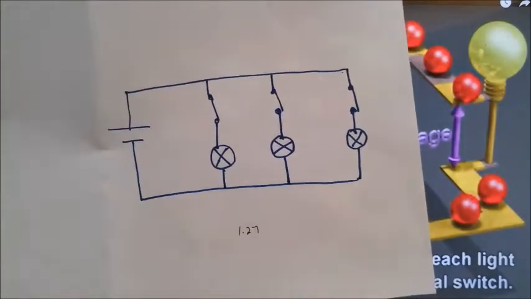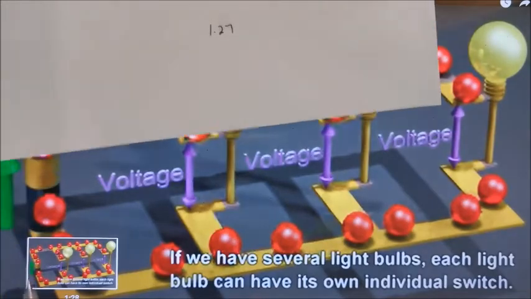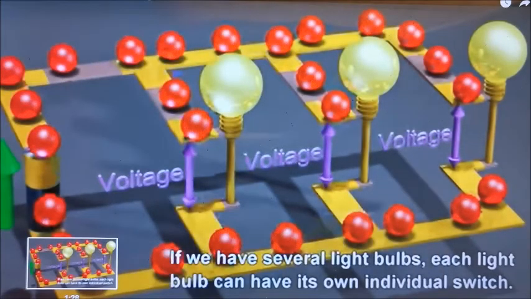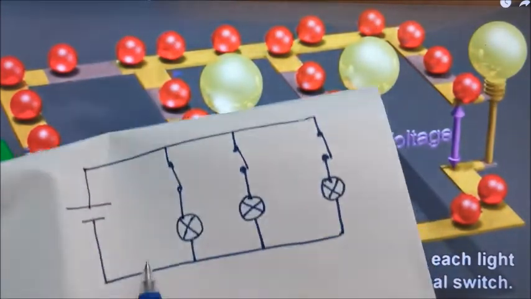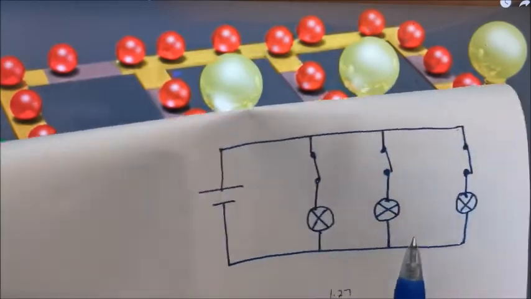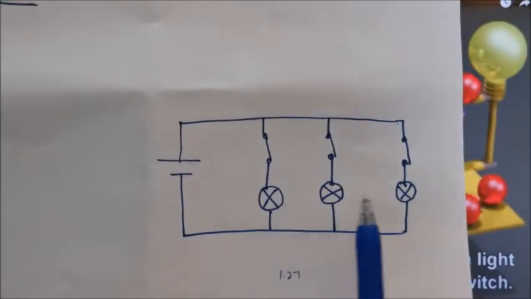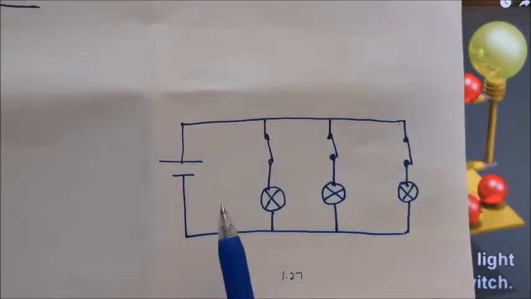Now this is the circuit diagram. You have the battery on the left, connected in parallel, the 3 bulbs down here with 3 switches. So this will be the circuit diagram.